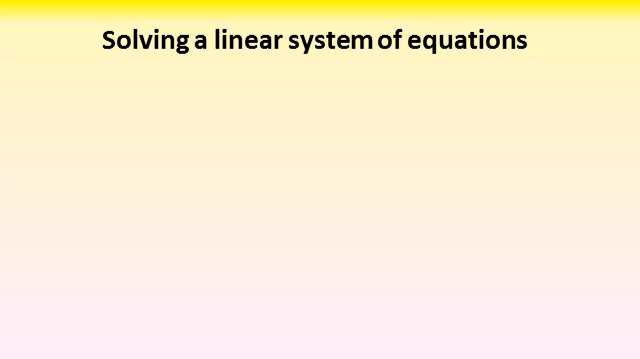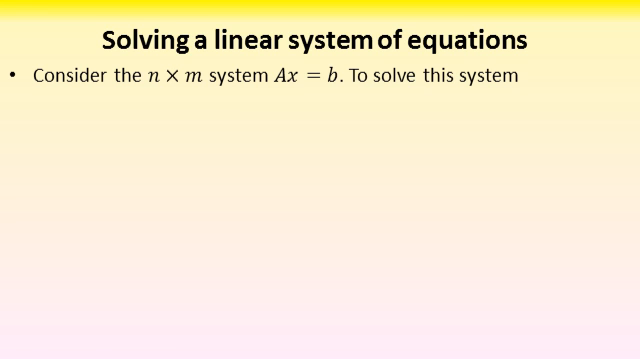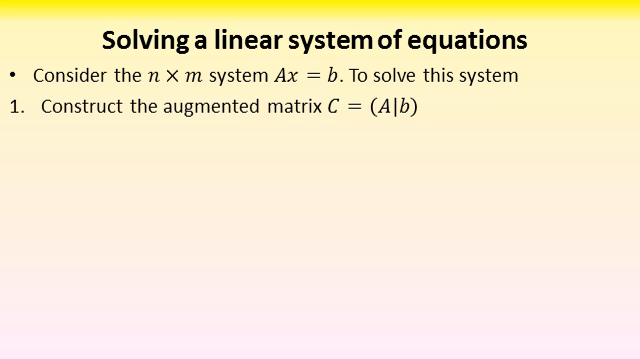So we now have all the tools we need to discuss the general method of solving any kind of linear systems of equations. So let's consider a general n by m system Ax equal to b. N equations and m unknowns. To solve this system, we do the following. First of all, we create the augmented matrix C, which will be n by m plus 1.